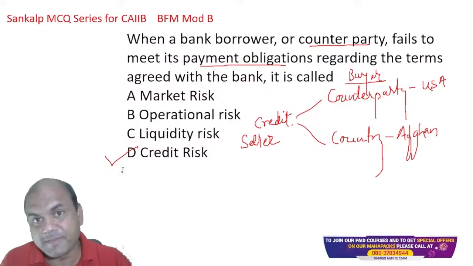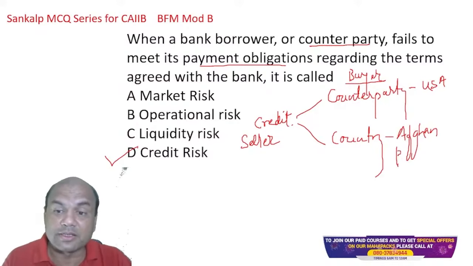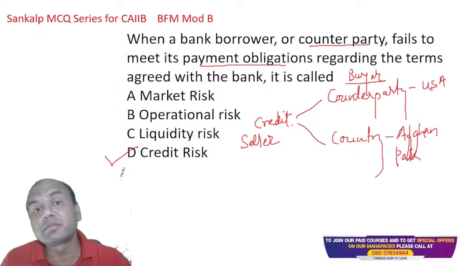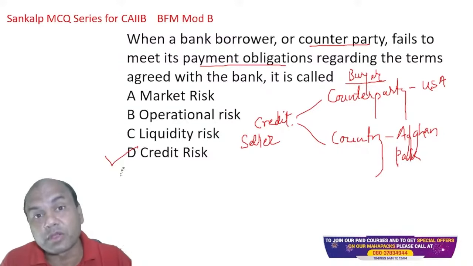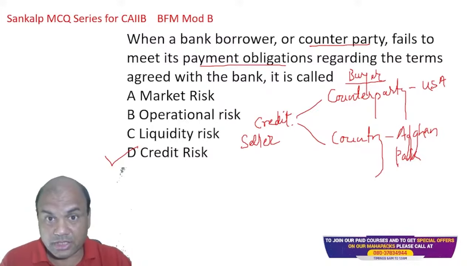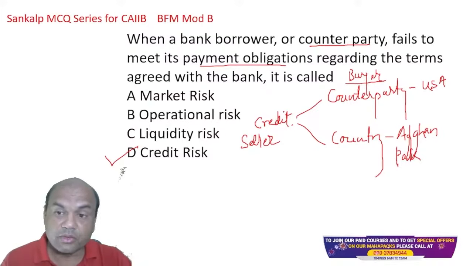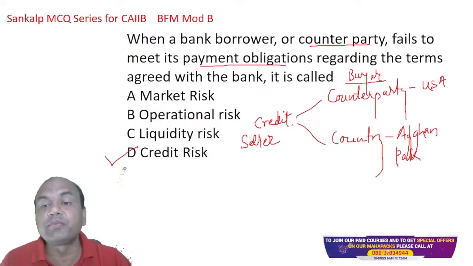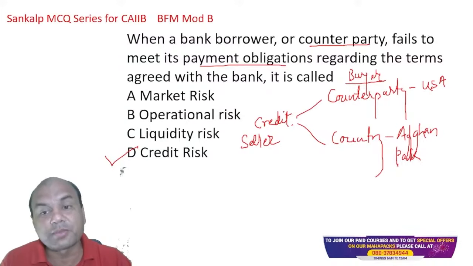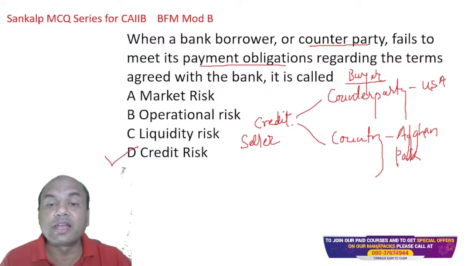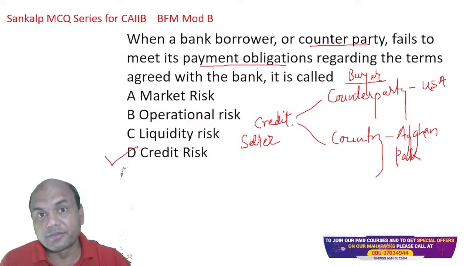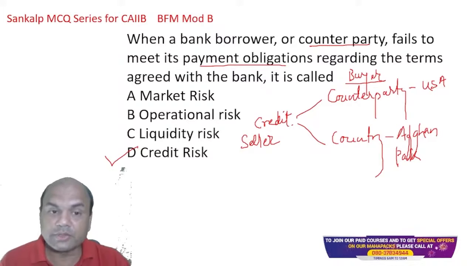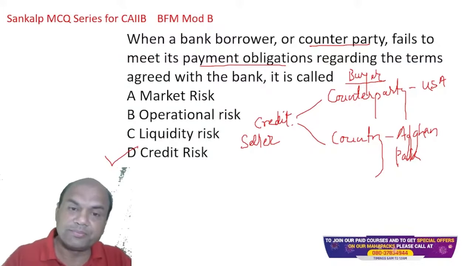Or second case, Pakistan also nowadays. Even Sri Lanka, even Bangladesh has the same problem. Many of the countries have restrictions on transfer of dollars. So if you have this problem, then your counterparty may be good, but the country is bad. Your counterparty is ready to send you the money, but the country has put the restrictions. So that's why this is known as credit risk, okay?